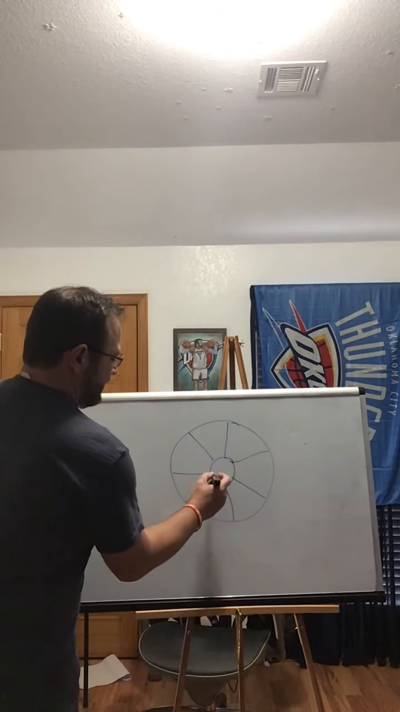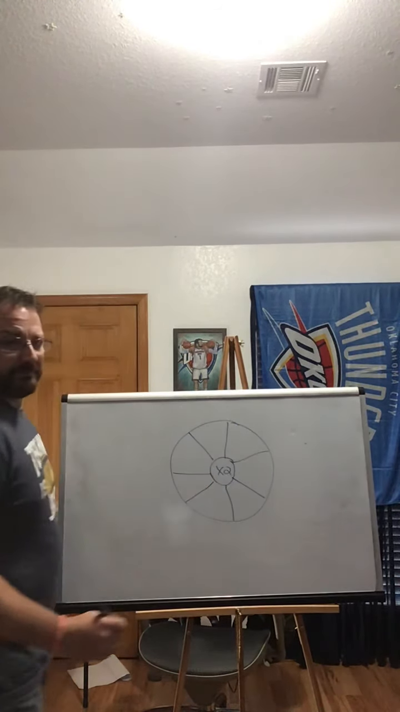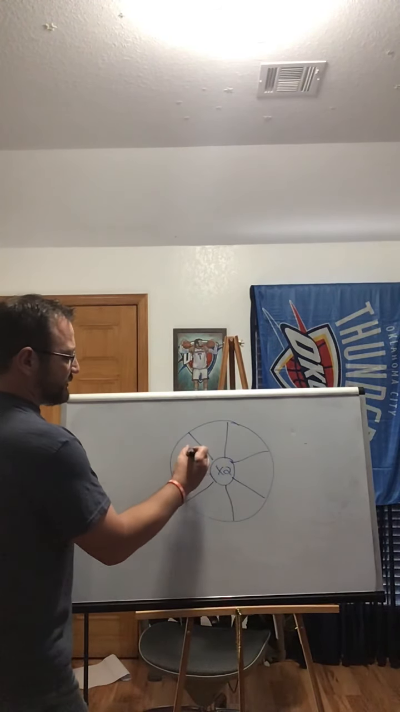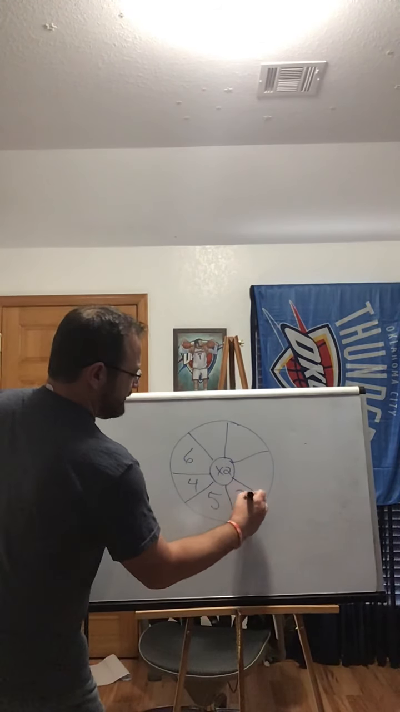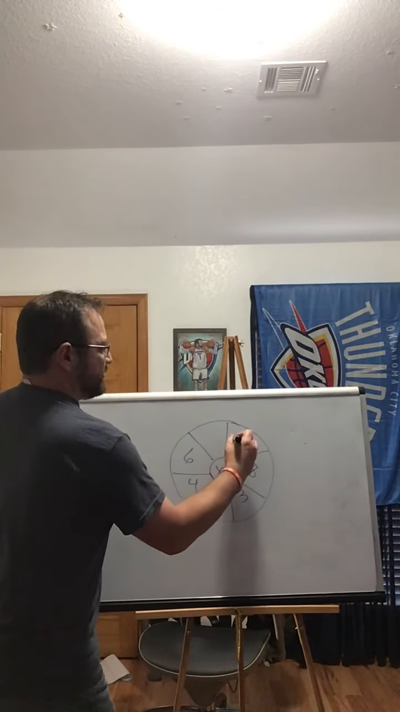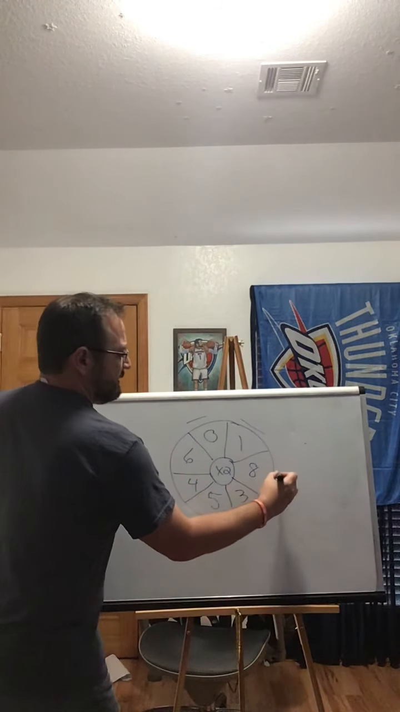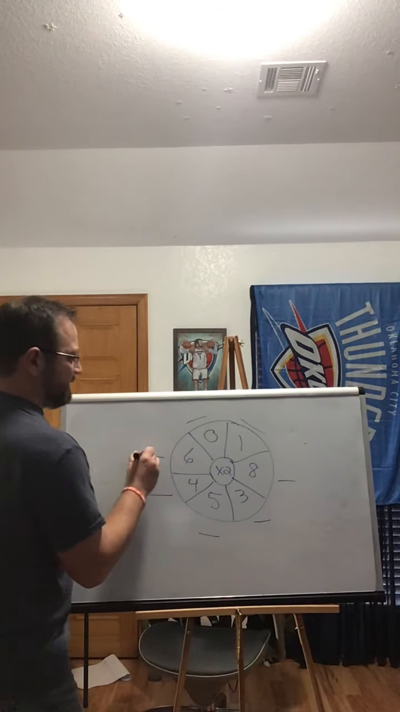So now watch this one. Here we go. Let's say inside of this center is times 2. So whatever's on the outside, you're going to multiply by 2. So 6 times 2, 4 times 2, 5 times 2, 3 times 2, 8 times 2, 1 times 2, 0 times 2. Okay? Then on the outside of this, you're going to have these answers.